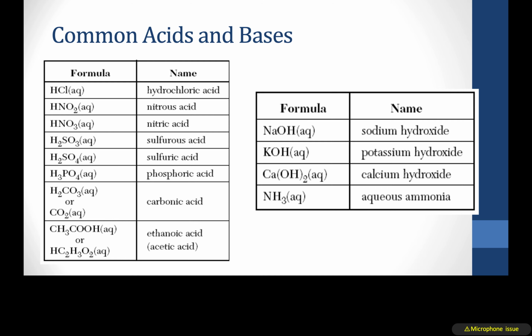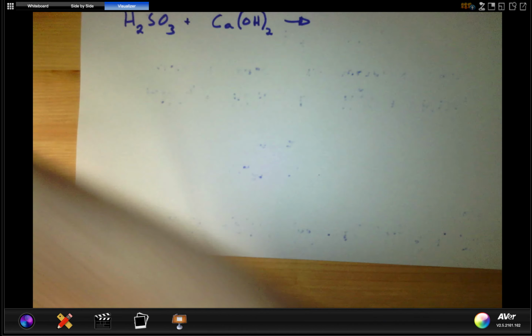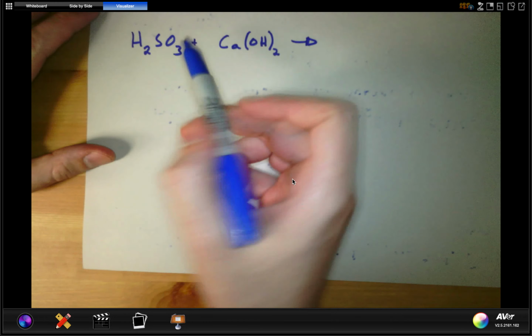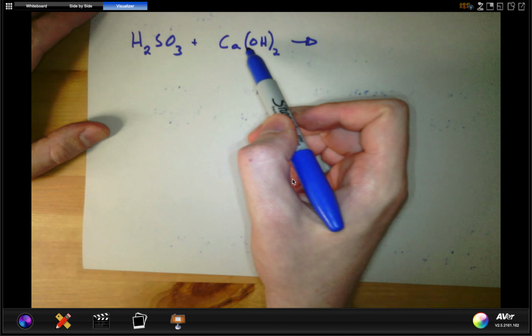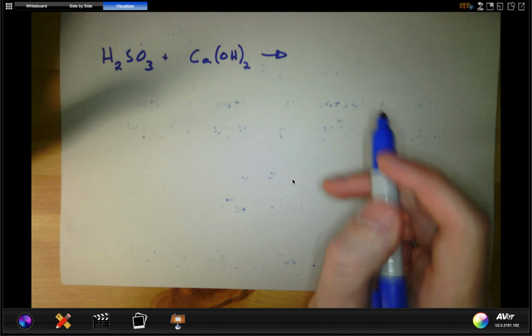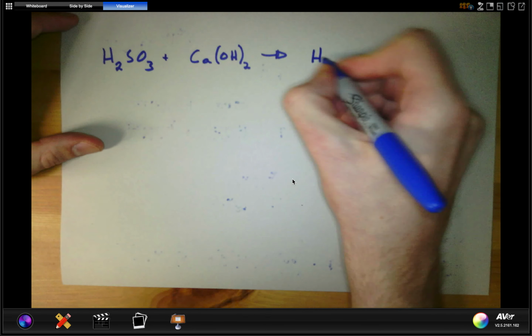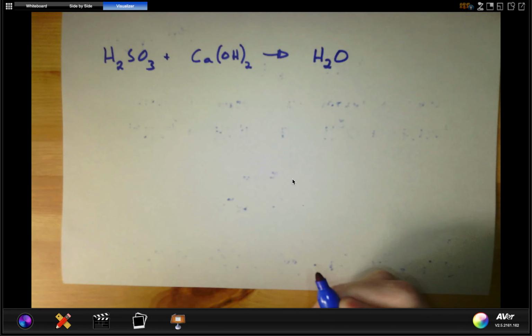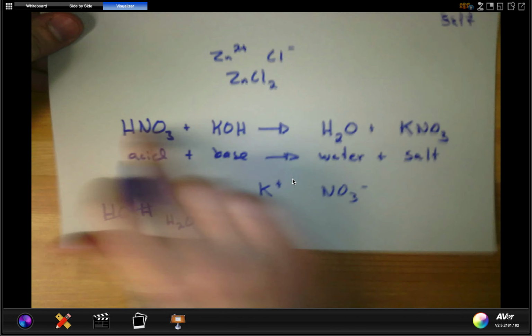Okay, got that written down. All right, let me go to my, here we go. So there's our sulfurous acid and our calcium hydroxide. And remember, neutralization reaction, what do you always get? H2O, okay? Oh, I just realized, no, this one was balanced.